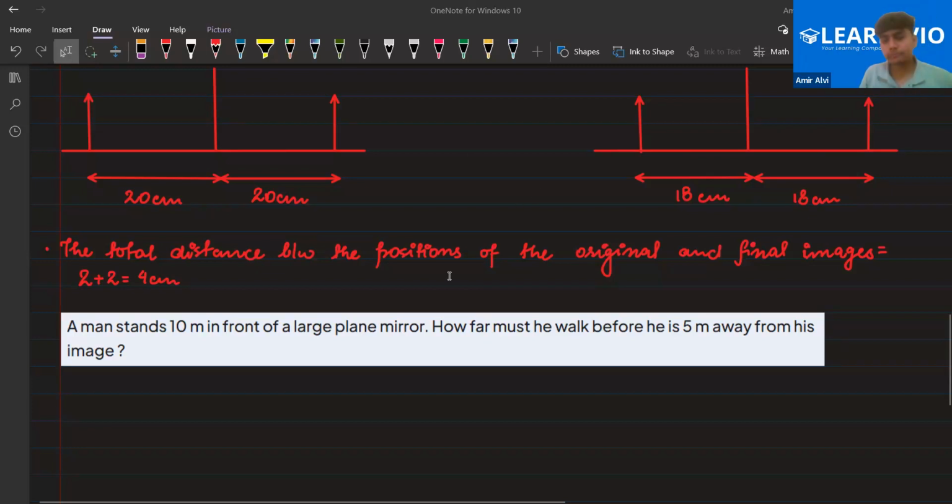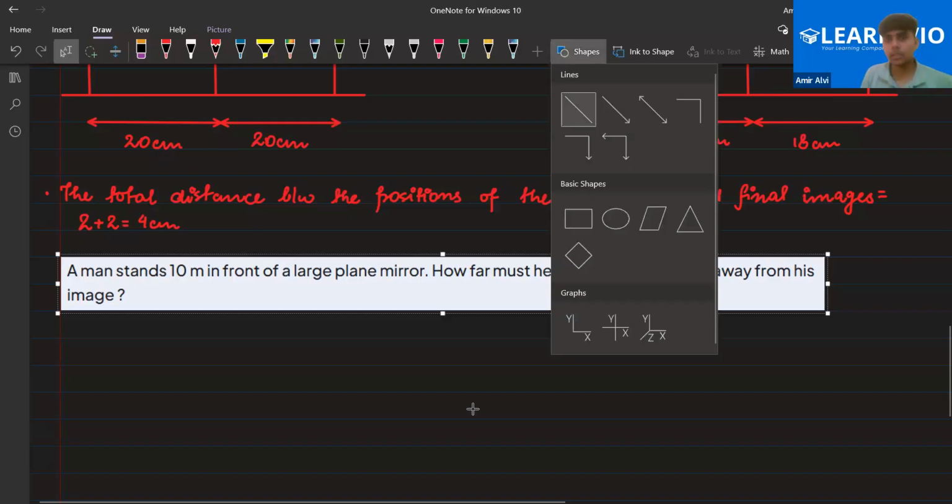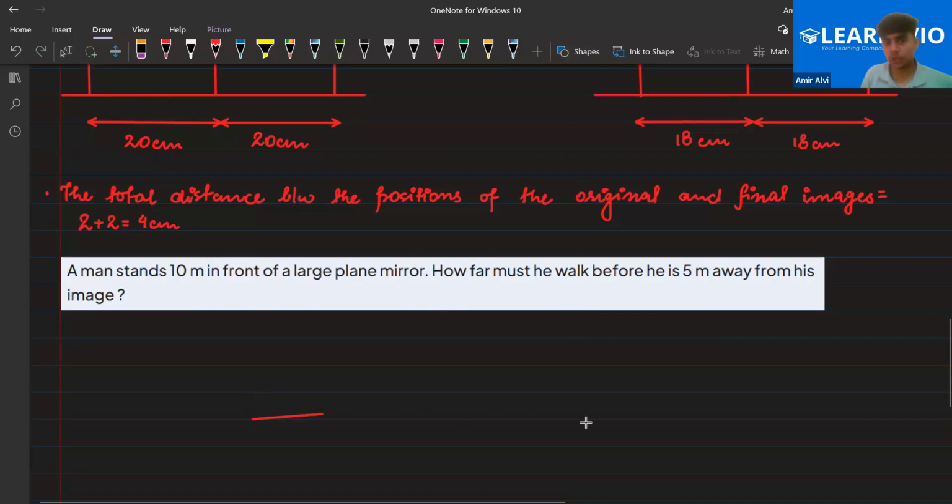So it's a simple thing. The question is saying that a man is standing 10 meter from the plane mirror. So what is the distance between the man and the image? So 2.5 and 2.5. So he should move at least 7.5 meter so that the distance between the body and his image should be 5 meter. Okay? So I'll quickly draw a diagram and show it, and after that we'll discuss the new topic over here.